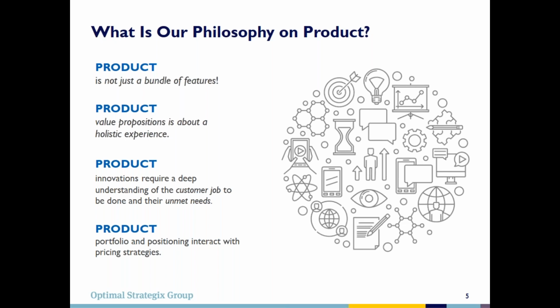Before we get into that in detail, it is helpful to level set and understand our philosophy on product. We see product as not just a bundle of features, but a value proposition which extends to a holistic experience of the product, the services associated with it, and the data that's collected around it. All of these things come together to form the product. Product innovation, whether a software add-on or a data-related service, requires a deep understanding of the customer job to be done and the unmet needs associated with it. When we think about the product portfolio, which in this case can be a portfolio of a device and a software solution, the positioning of each of them and the value they deliver interact to form a solid pricing strategy. That's the lens we're going to bring to today's discussion.